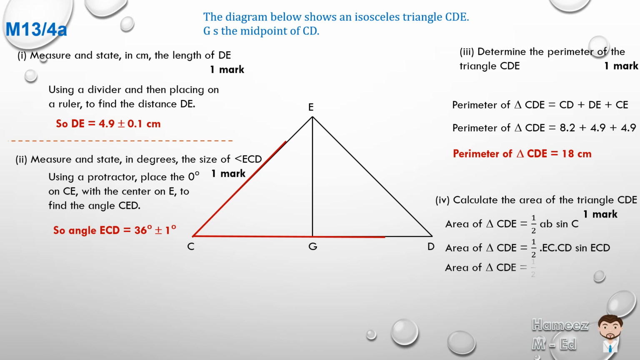Area of triangle is equal to half times 8.2 times 4.9 times sine 36 degrees. And make sure our calculator is set in the degrees mode and hasn't moved to radians or grad. And that works out, using our calculator, the area of the triangle to be 12 centimeters squared.